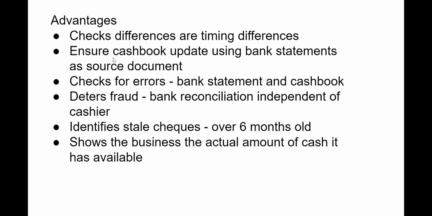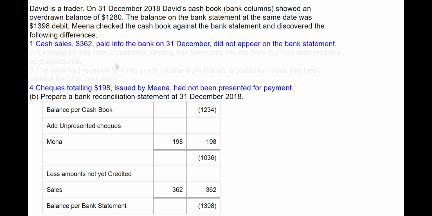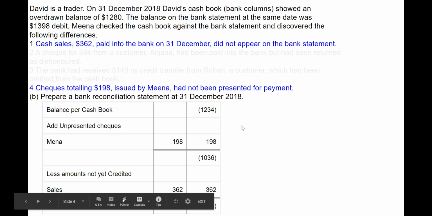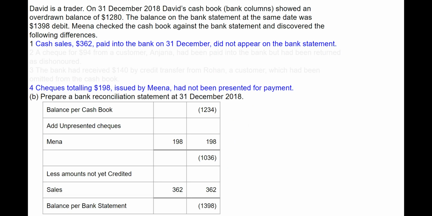It ensures that at least once a month we're able to update the cash book and make sure it's right by using the bank statements as source document. It's a check for errors on both the bank statement and the cash book. Here, the bank reconciliation reconciles. If the balance as per the bank statement at the bottom was different to the actual figure in the bank statement, then we know we've got an error either in our own cash book or the error has been made by the bank.